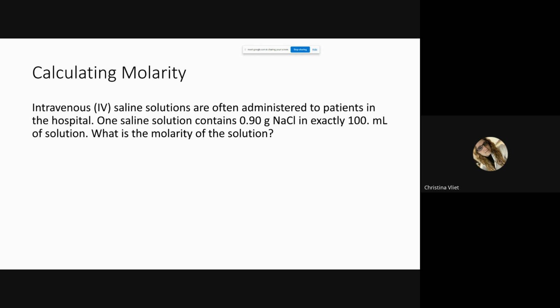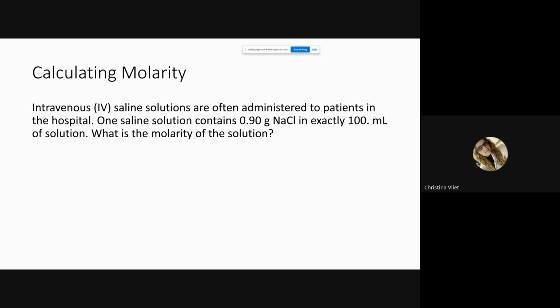Which is why, if you are planning to go into the medical field and become a nurse, you have to study chemistry. You have to understand these ideas and get those concentrations right. There are medical malpractice lawsuits that happen if things are done improperly. And so that's why this question is talking about IV.